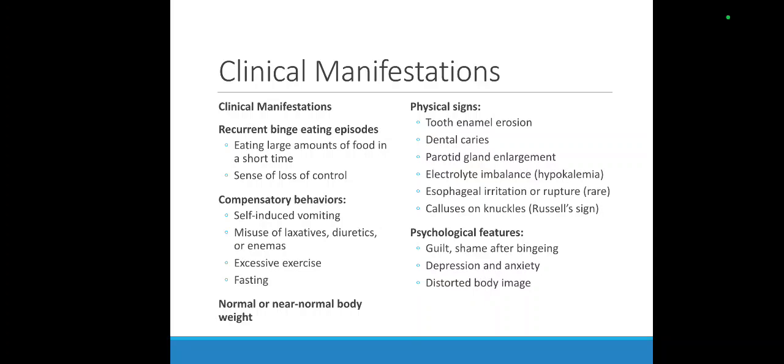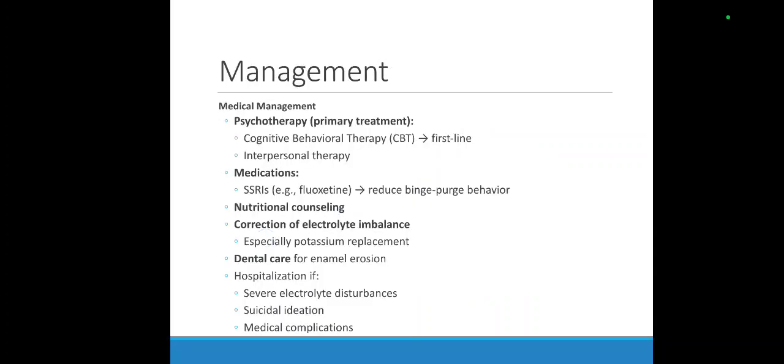And then we have electrolyte imbalance, especially hypokalemia. So you have to be careful. You have to closely monitor the cardiac health of the patient, no? Esophageal irritation or rupture, which is very, very rare. However, this may occur. And then we have calluses on knuckles, or what we call Russell's sign, because of inducing vomiting. So psychological features may include guilt, shame after binging, depression and anxiety, and distorted body image.